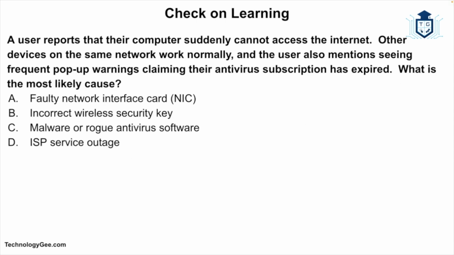All right, with all that being said, let's do some check on learning. Our first question is, a user reports that their computer suddenly cannot access the internet. Other devices on the same network work normally, and the user also mentions seeing frequent pop-up warnings claiming their antivirus subscription has expired. What is the most likely cause? Is this a faulty network interface card? Is it an incorrect wireless security key? Is it malware or rogue antivirus software? Or is it an ISP service outage?